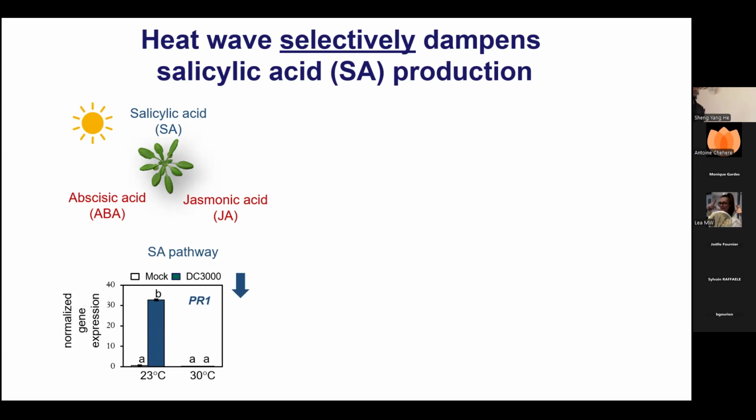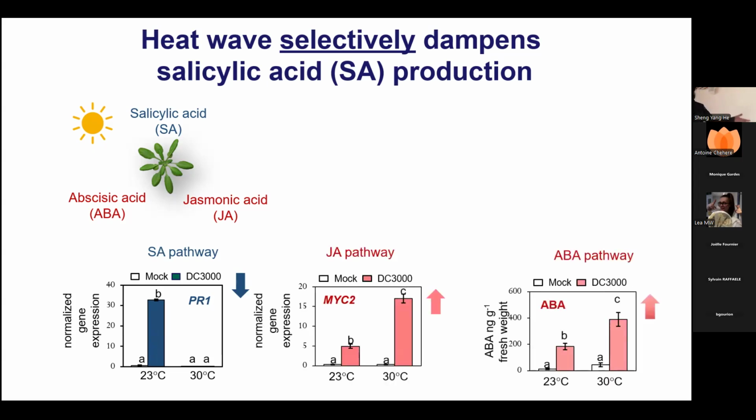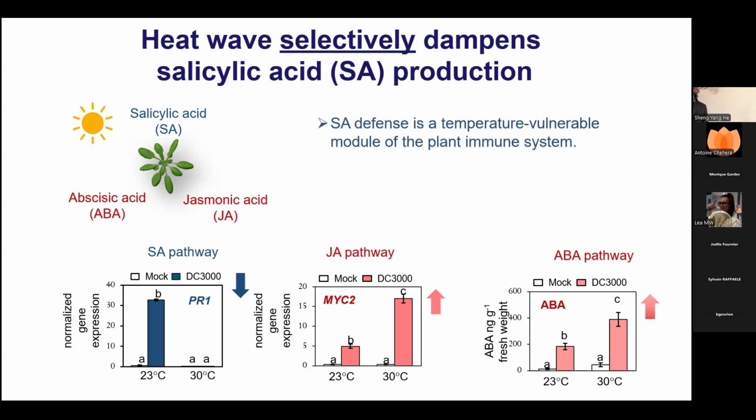You can see that during normal temperature, DC3000 infection of Arabidopsis will have a dramatic increase of PR1 because the SA pathway is being activated. But if you do the same experiment using 30 degree or 28 degree or 25, actually, you start to see downregulation of PR1. This is not the case for JA pathway or ABA pathway. They're actually being upregulated. So it's a selective suppression of SA pathway during this interaction. So that's the conclusion she had.